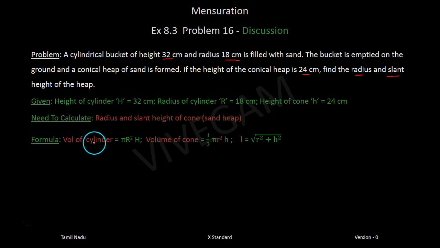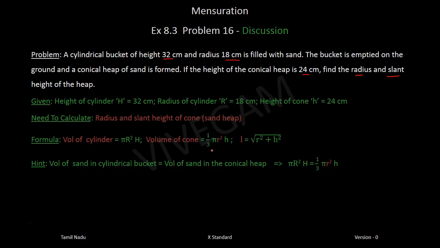But we know this cylinder volume, which is a bucket here. Actually, it's the height of the cylinder, it should be the height of the bucket. Cylindrical bucket, I made a mistake here. It's a cylindrical bucket. So the volume of the cylindrical bucket is equal to the volume of the conical heap. Which means pi r squared h will be equal to 1/3 pi r squared small h.